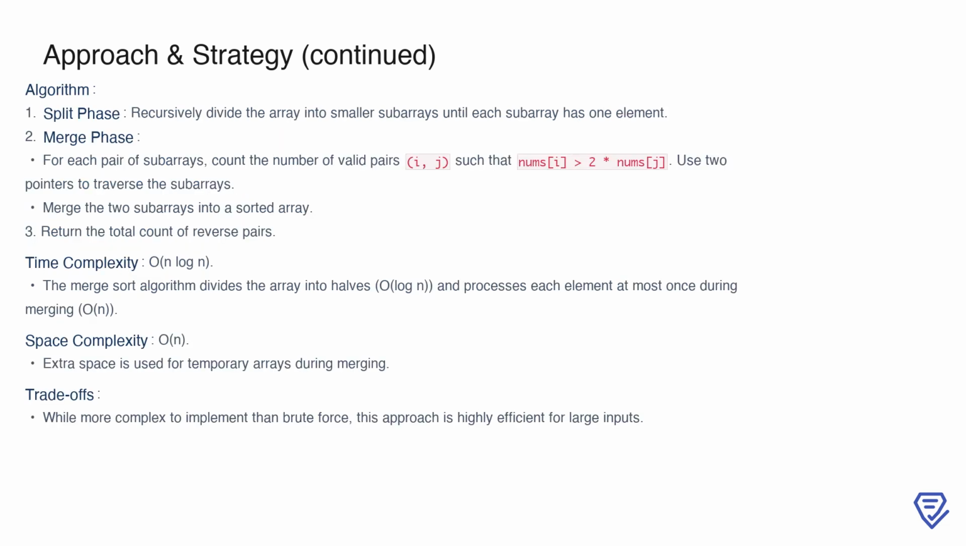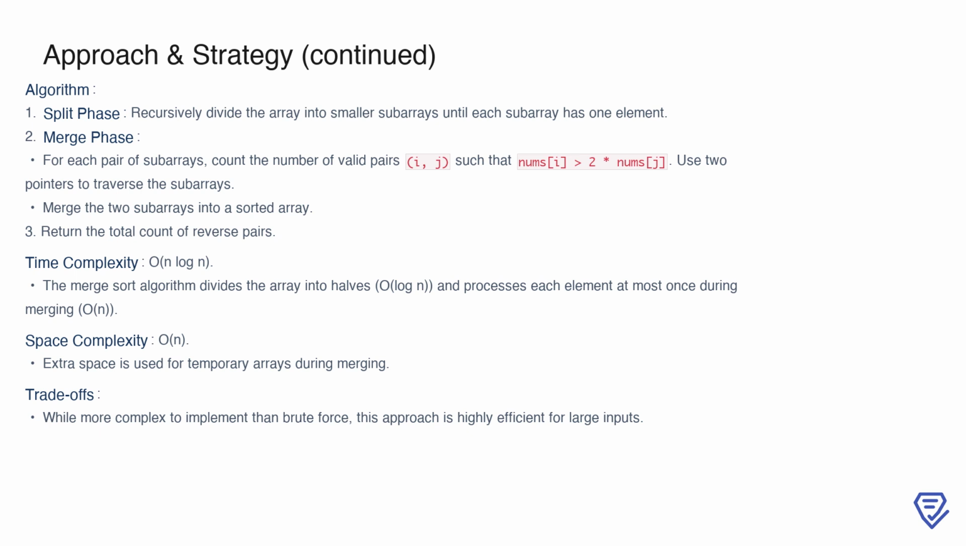The merge sort approach works in two main phases, splitting and merging. In the split phase, the array is recursively divided into smaller subarrays until each subarray contains only one element. Then, during the merge phase, we focus on two tasks. First, for each pair of subarrays, we count the number of valid pairs (i, j), where nums[i] > 2 * nums[j]. This is efficiently done using two pointers, given that the subarrays are already sorted.